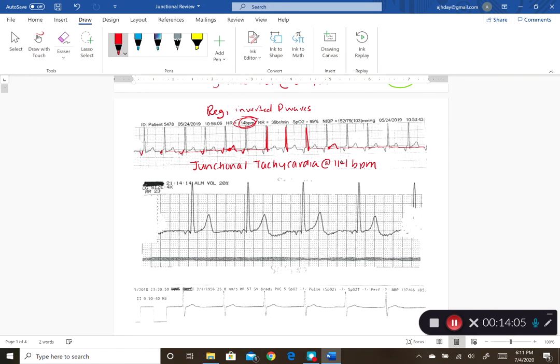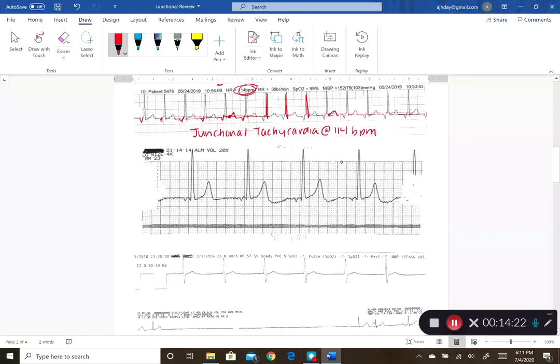There's no ectopy, so I don't need to put any ST changes, and I don't need to put any conduction ratios because I only have 1 P wave per QRS segment. All right, let's take a look at the next one. So the next one, I'm going to have to figure out my rate on this one. It's not provided for me.